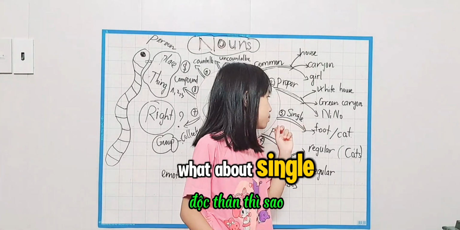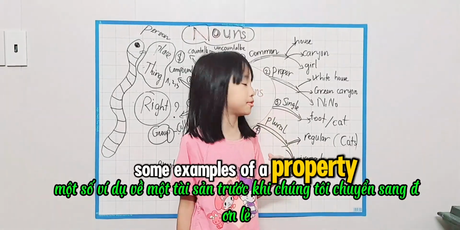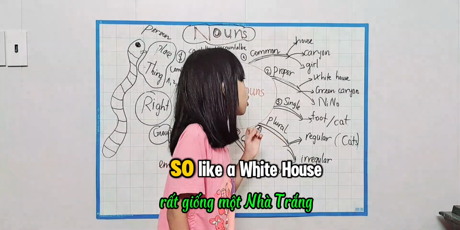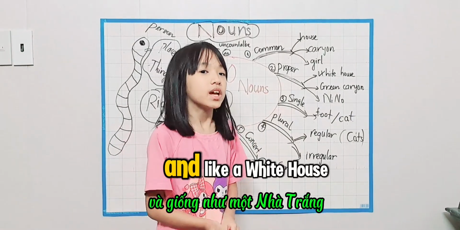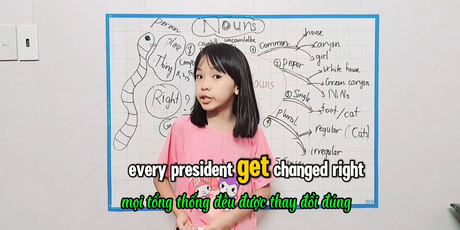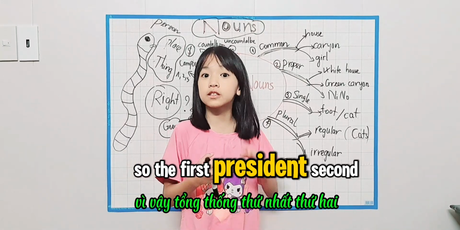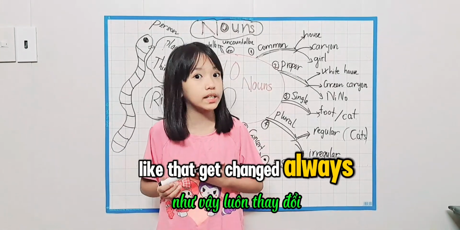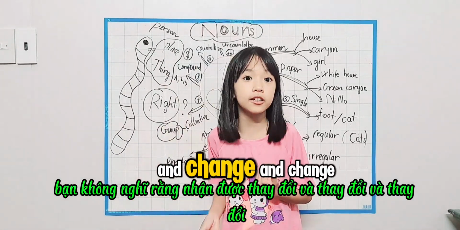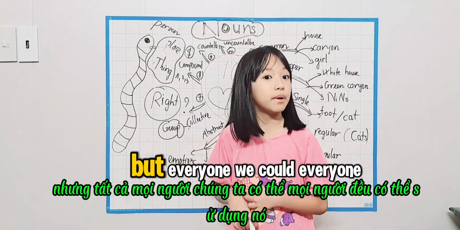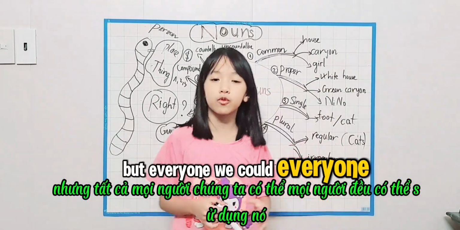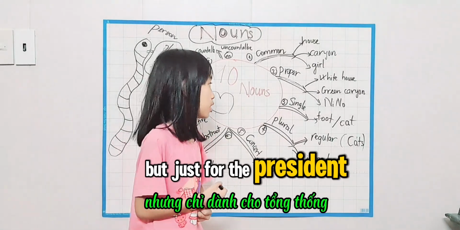What about single? First, examples about property before we move to single. Like a White House. Let's pretend my house is a White House, and like a White House, every president gets changed, right? The first president, second, like that, we always get change and change and change. So that means that it's for everyone, not just us, but everyone. Everyone could use it, but just for the president.